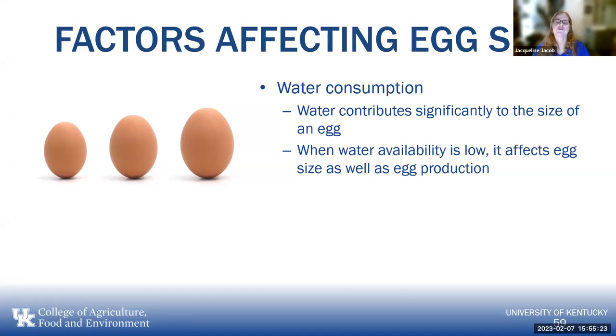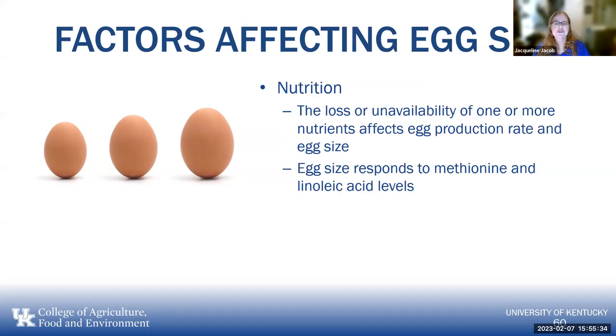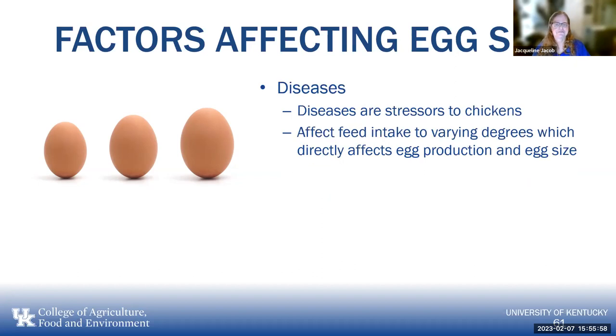Chickens will not eat if they can't drink, so a lot of the water consumption is also affecting feed consumption, which affects production and egg size. Nutrition: the loss or unavailability of one or more nutrients will affect egg production rate and egg size. Egg size responds to methionine and linoleic acid levels, so you can adjust those in the diet as long as they are adequate for egg production. You can increase or decrease the levels. Diseases are stressors to chickens, and they can affect intake to a varying degree, which affects egg production and also affects egg size.